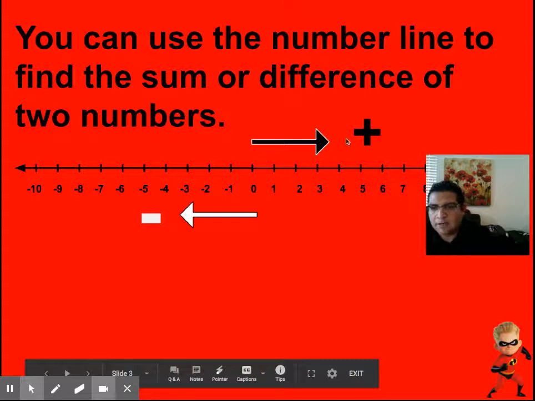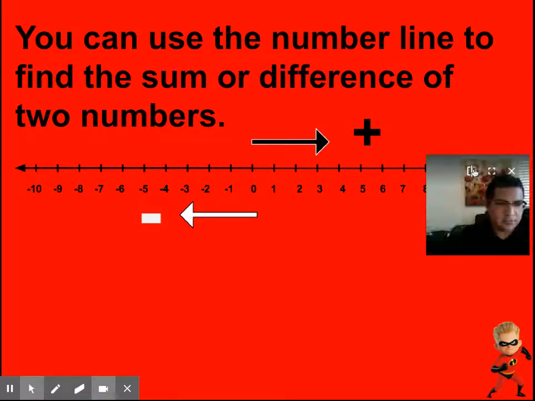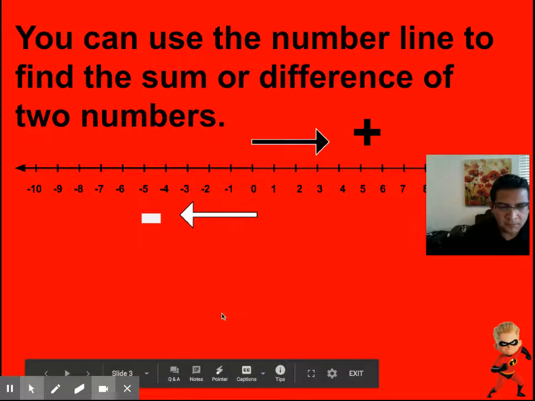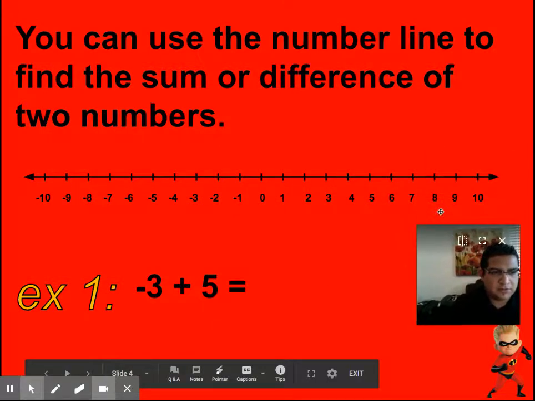And here we have the 0. To the right of 0, we have positive numbers, and to the left of 0, we have negative numbers. All right, we'll continue here. Let me move this a little bit.